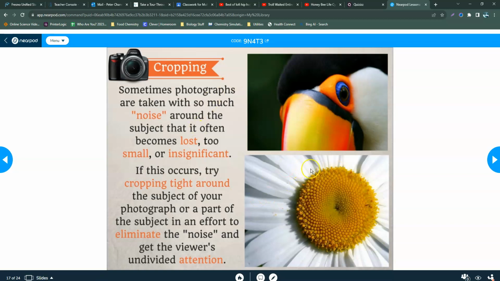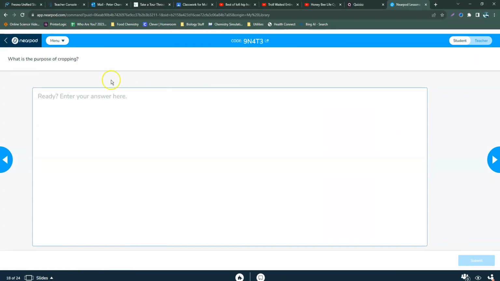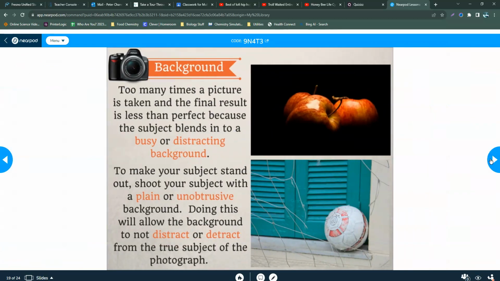So in this bottom picture here, the daisy, we can see the pistils and we can see the pollen, we can see the petals up close. So a little more interesting when you crop in tight like that than just seeing like a field of these flowers. So question, what is the purpose of cropping? So you'll write that answer right there in your slide deck.